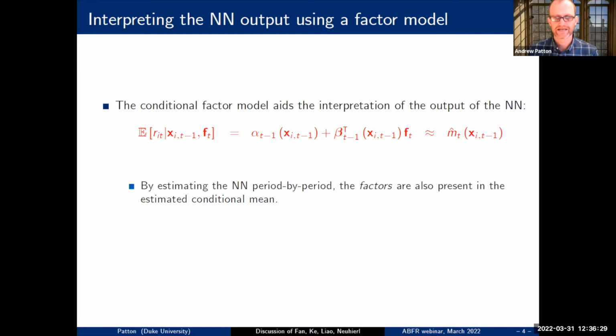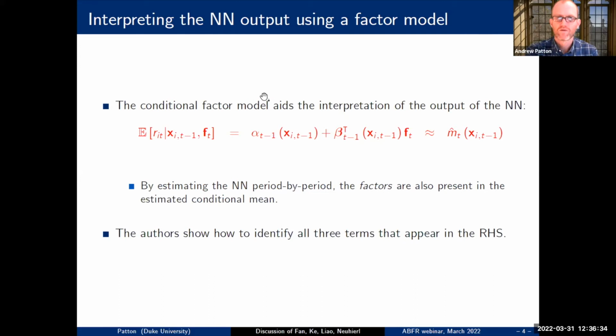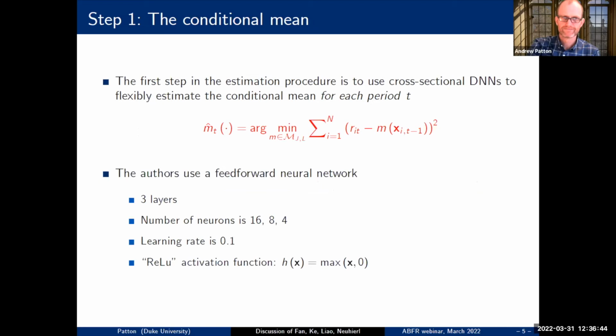So what's interesting then is that the authors figure out a way to identify each of the terms that appear in that estimated conditional mean function through the lens of a linear factor model. So the way they do it is as follows. I need to update this slide. The paper is not yet online, and so I accept totally that it's still evolving.